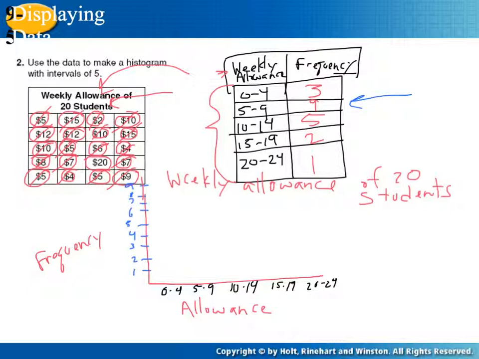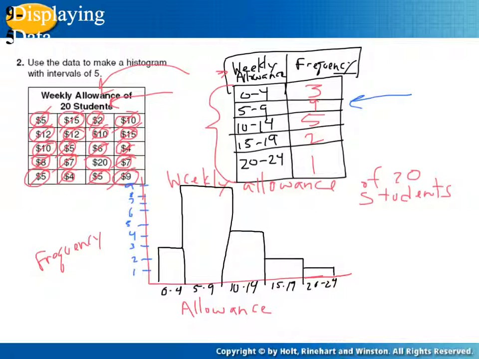From 0 to 4, I had 3. From 5 to 9, I have 9. Now, the difference is I need to connect my bars, go all the way up to 9, and then back down. From 10 to 14, 5. From 15 to 19, I have 2. From 20 to 24, I have 1. All right? And I have my histogram.